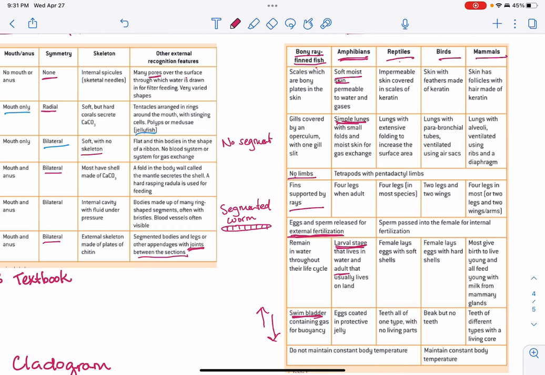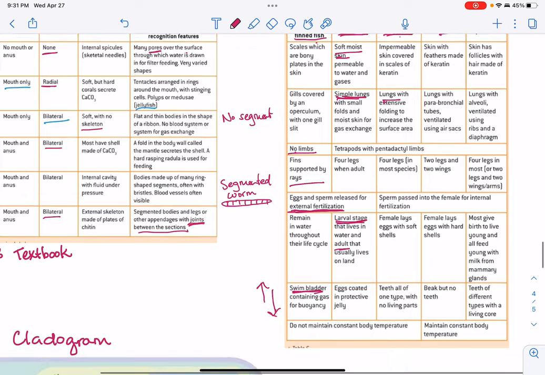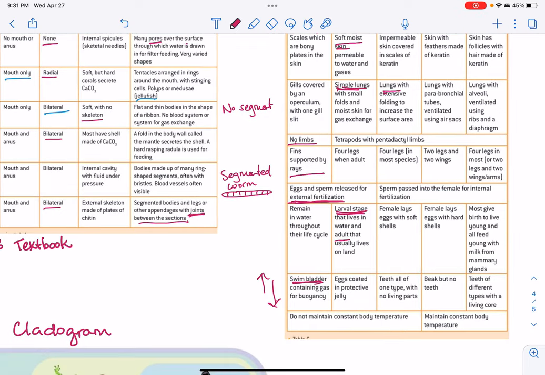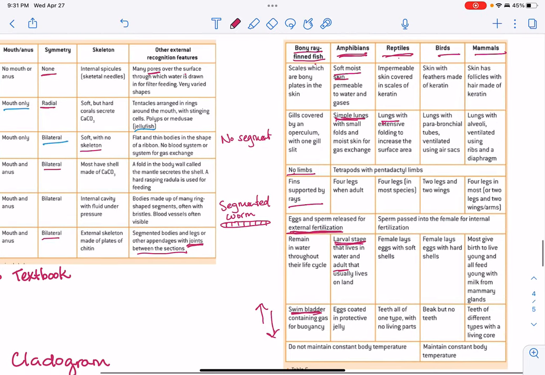Then we have reptiles. Reptiles have scaly skin covered in scales of keratin. They do have lungs. And then we start to see internal fertilization. They lay eggs with soft shells. And all three of these do not maintain constant body temperature.